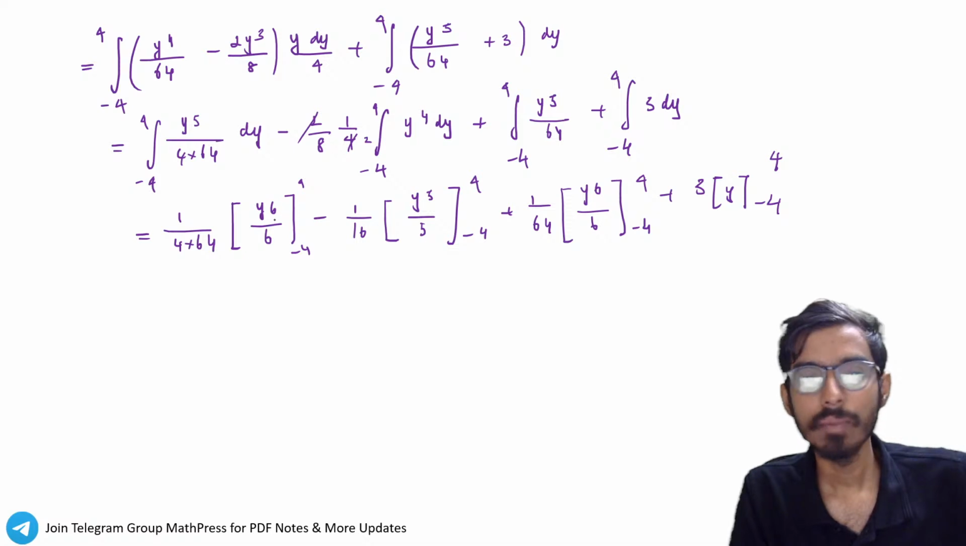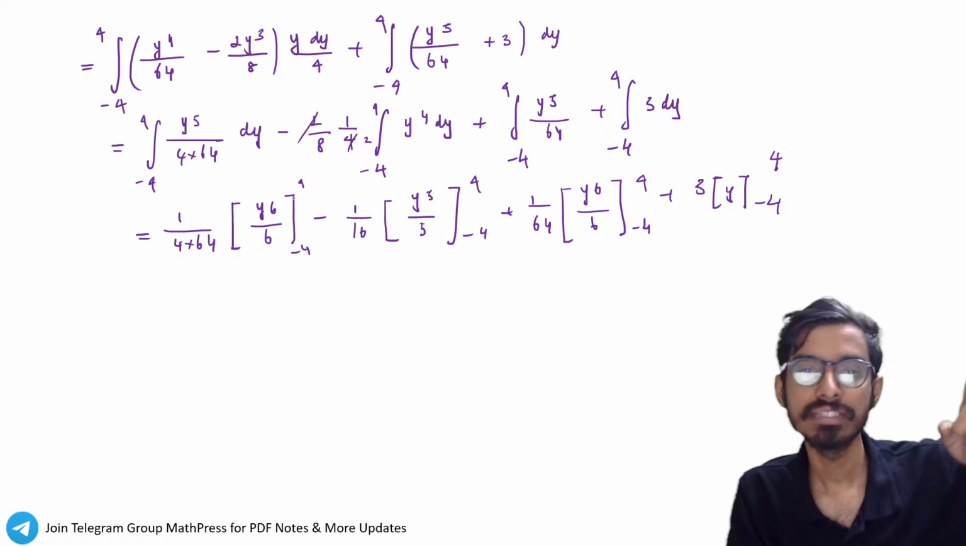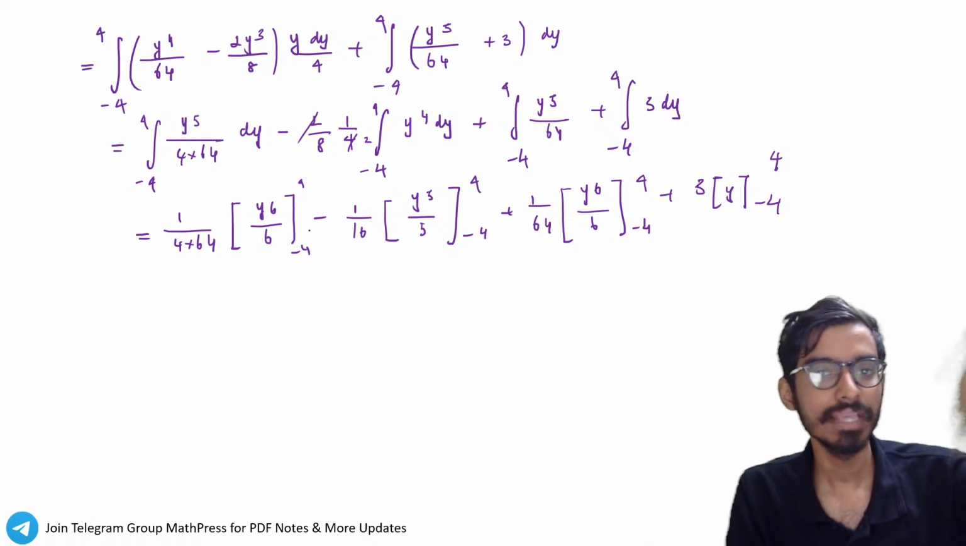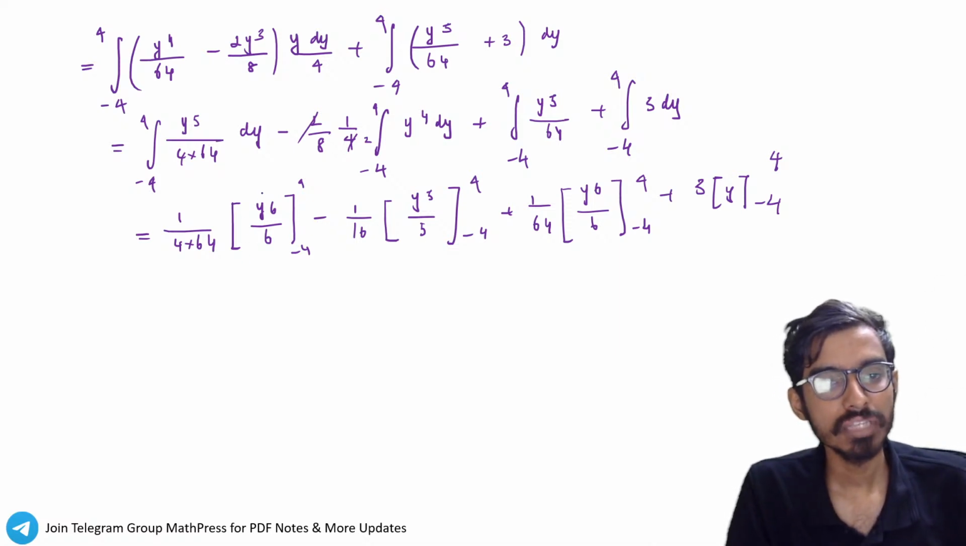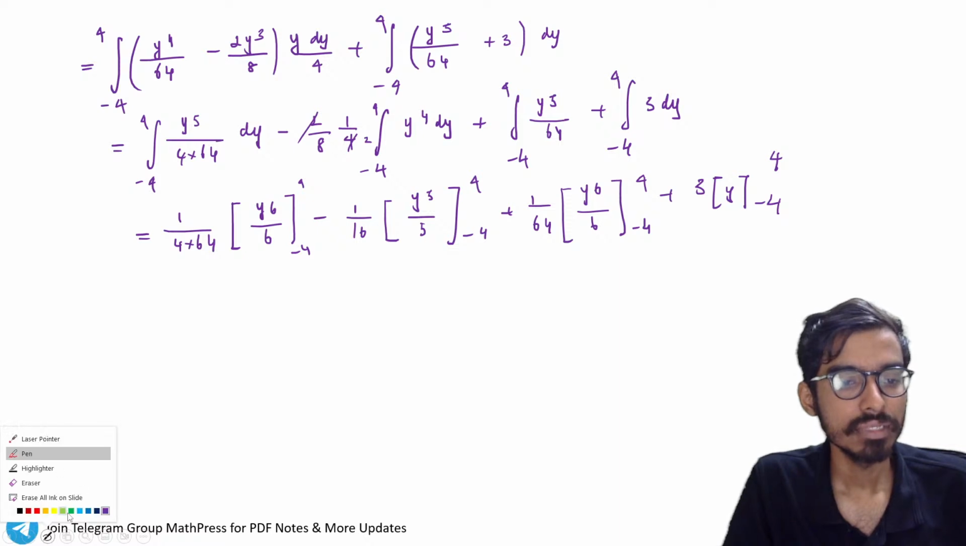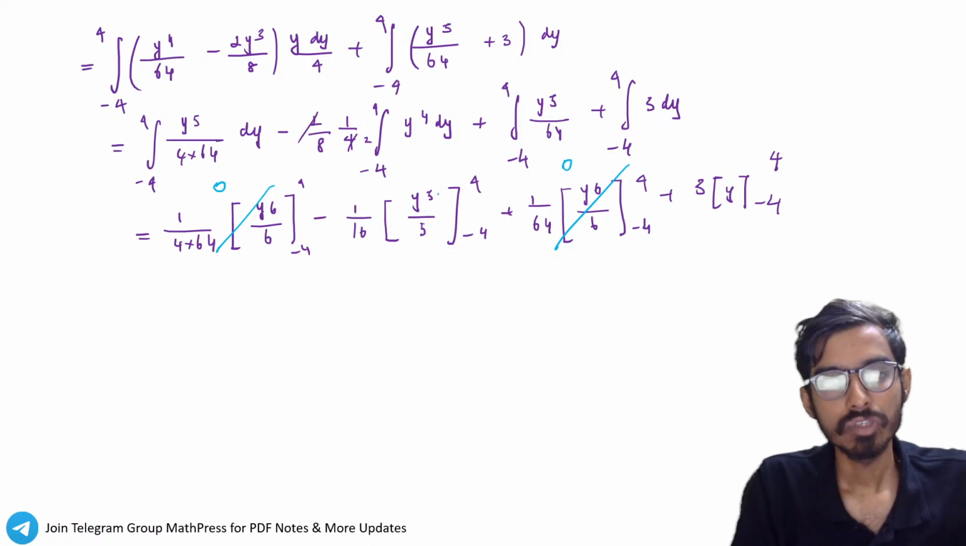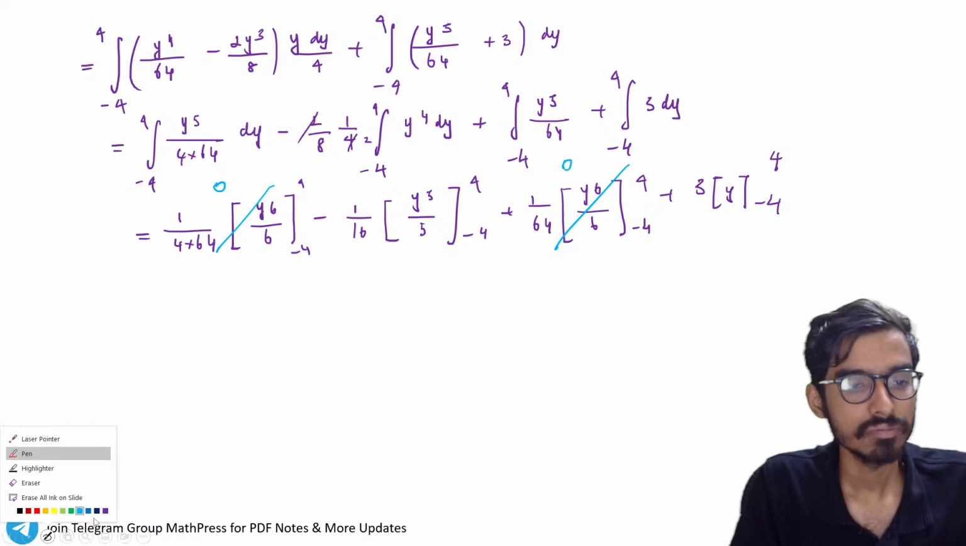So when you put upper limit minus lower limit, we will have 4 power 6 minus lower limit minus 4 whole power 6. That is same as 4 power 6. So 4 power 6, 4 power 6. Therefore, this entire term will be 0, and this entire term will also be 0. Right? So we will have only this term and this term.